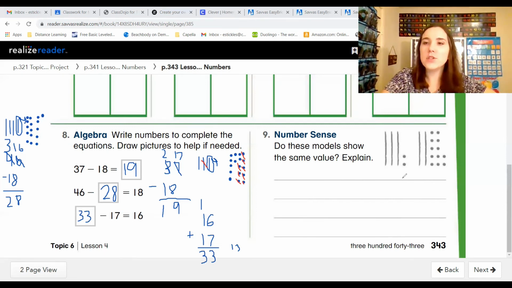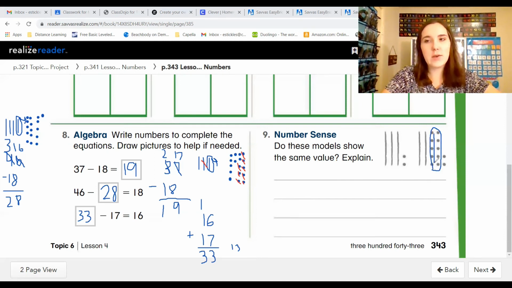Okay. So the first thing I'm going to do, whenever I see a whole bunch of ones, I always want to say, could I regroup any of them? So let's see how many ones we have in this model over here. 1, 2, 3, 4, 5, 6, 7, 8, 9, 10. Oh, I have 10, 11, 12. So guess what? I'm going to take 10 of these and I'm going to make it into one big 10.